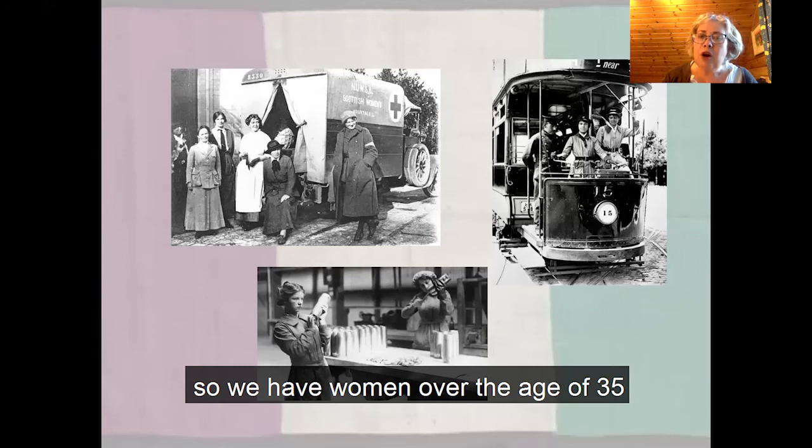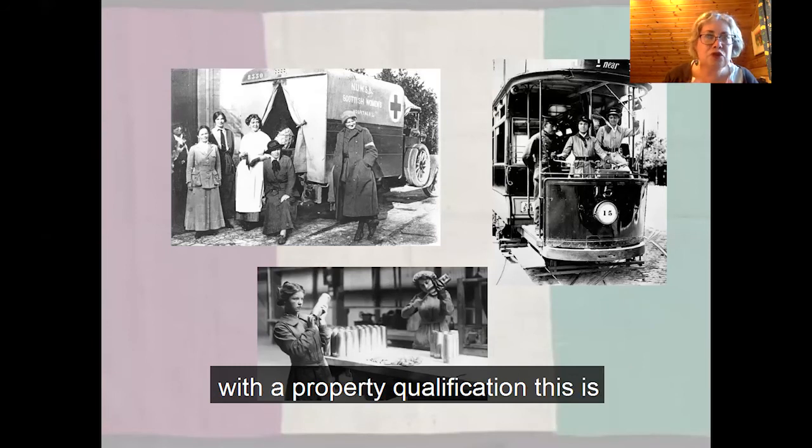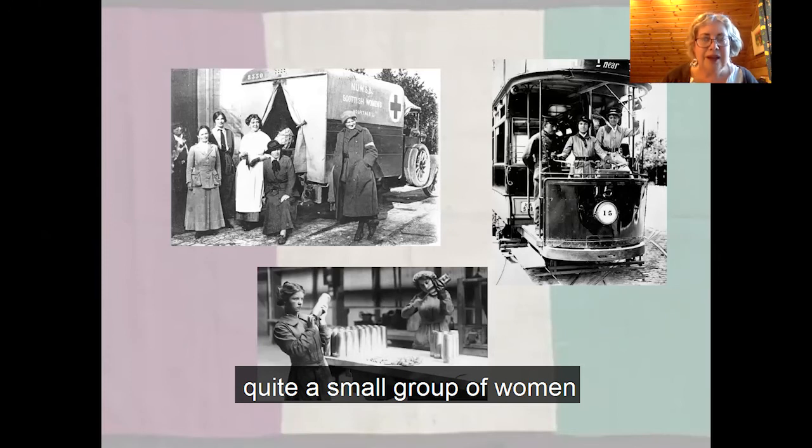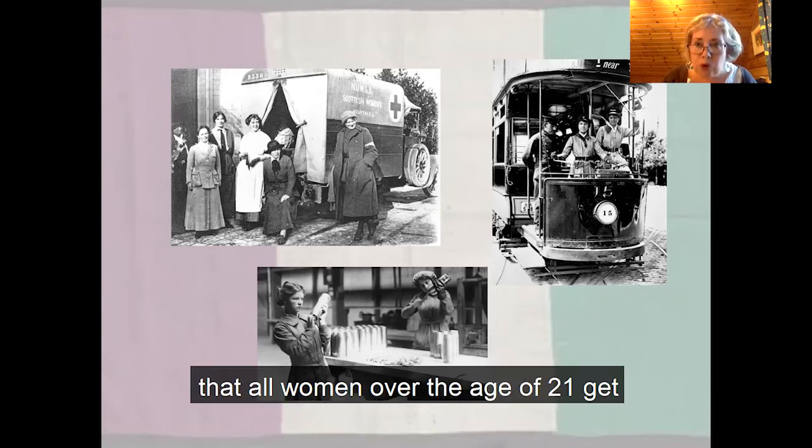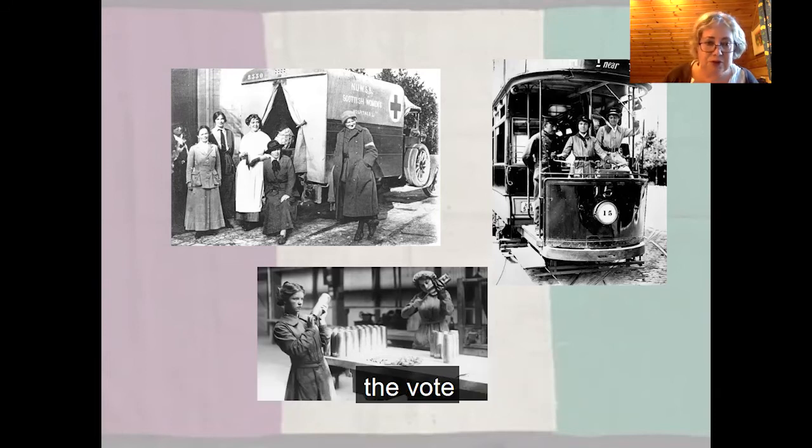So we have women over the age of 35 with a property qualification. This is quite a small group of women. It's the thin end of the wedge, but it's not until 1928 that all women over the age of 21 get the vote.